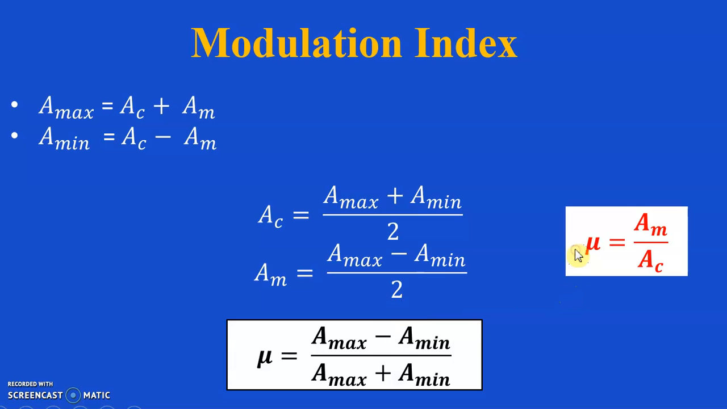So we know that mu is equal to AM over AC. If we substitute AM and AC in this expression, we will have mu is equal to A max minus A minimum divided by A max plus A minimum. So this is another expression for the modulation index.